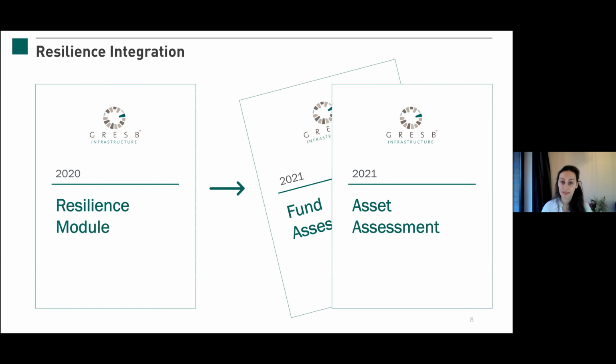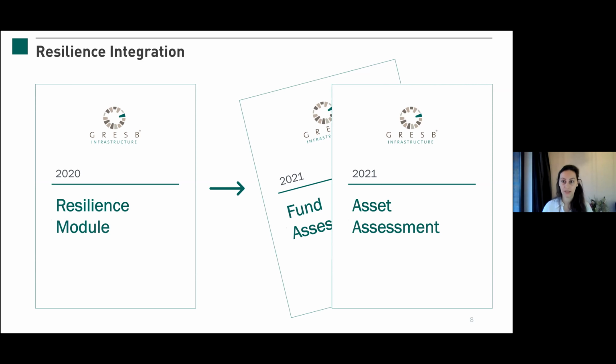So one big thing that happened this year was the integration of the resilience module. Last year we had a standalone module that was in addition to the assessments, which covered topics on resilience and on your climate risk. And that was fully aligned with the TCFD. As the TCFD becomes more and more important, we've integrated the resilience module into our assessment, both on the real estate and infra side, so both the fund and asset assessment.